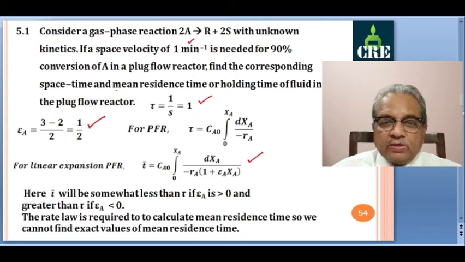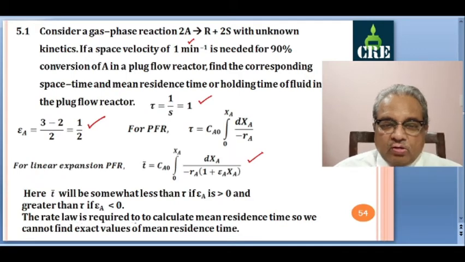Okay. Find the corresponding space time, holding time of the fluid in the plug flow reactor. So this is the reaction. So epsilon A is not 0. So we have to consider it. So here in general what we can say is T bar will be somewhat less than tau if epsilon is greater than 0. If this is greater than 0, T bar is somewhat less than tau. And it is somewhat greater than tau if this epsilon A is less than 0. Okay. So this will be divided by 1 plus something, more than 1, and otherwise it will be divided by 1 minus epsilon times something that is less than 1.